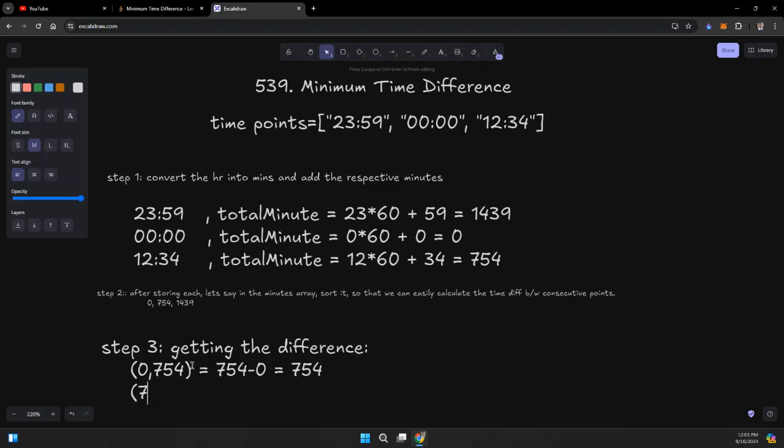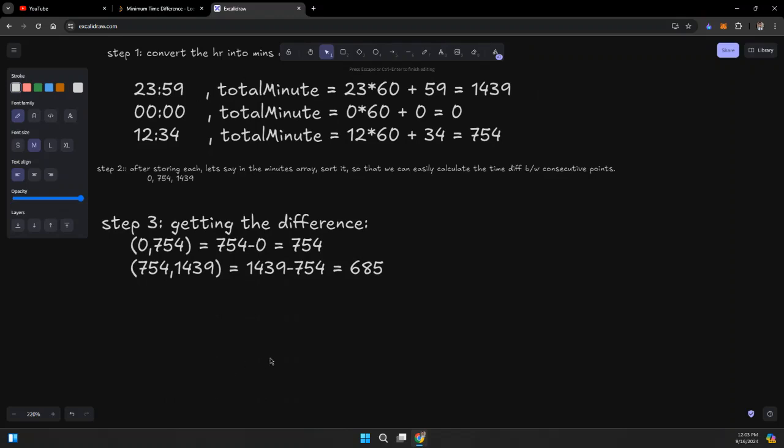Of course, 754 comma 1439, right? Which is equal to 1439 minus 754. All right, which is equal to what? 685. Cool.